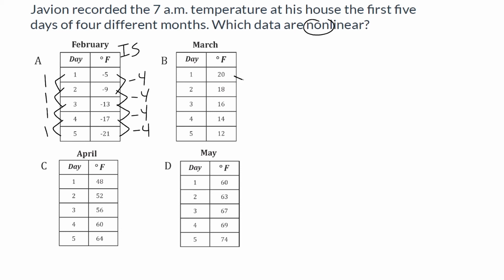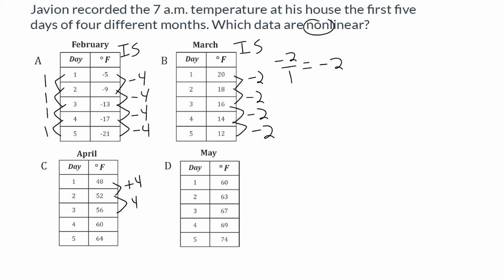So here we have a decrease of 2. And this is a decrease of 2 as well, another decrease of 2, and another decrease of 2. So all corresponding changes in y's and x's are negative 2 over 1, which would be a slope of negative 2. So this is a linear situation. So let's take a look at April. We have an increase of 4 here, an increase of 4 here, an increase of 4 here, and an increase of 4 here. And of course, the corresponding x values all increase by 1. So we do have a linear situation here.